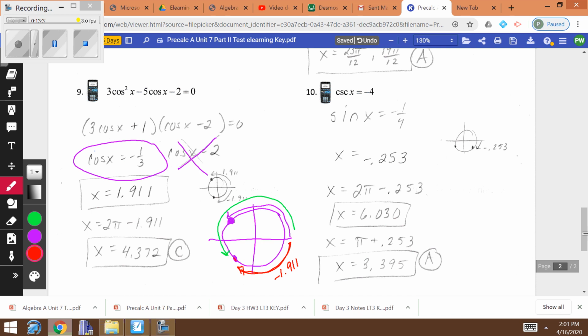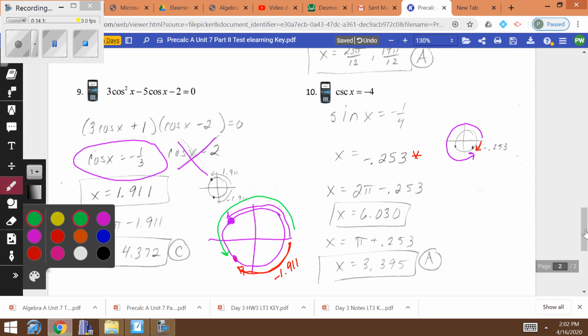The last one was pretty good, I would say. Most of you realized we needed to think about it as the sine, and that's -1/4. So the only problem here is a number of people did answer with -0.253. Now, I know that's what our calculator gives us, but we want our solutions to be between 0 and 2 pi, all of them. That's not between 0 and 2 pi. So again, that would be our negative answer here. We want the positive answer, so we want the number that goes all the way around. That's why it's 2 pi minus that 0.253, or -0.253 plus 2 pi, same thing.